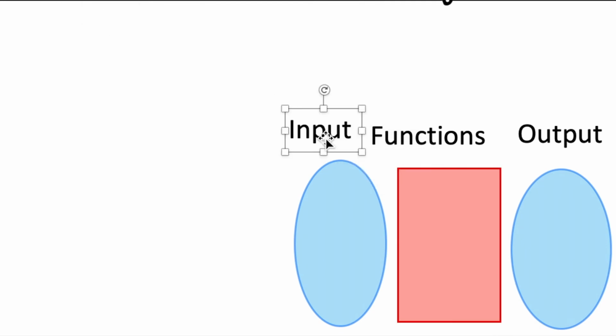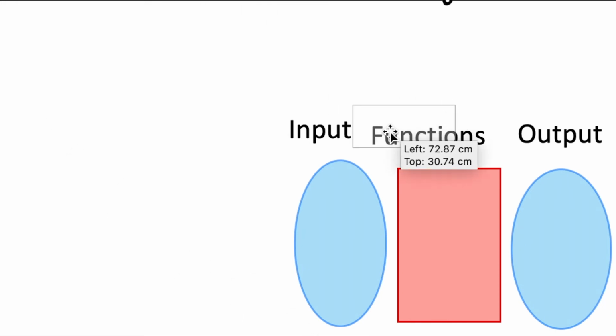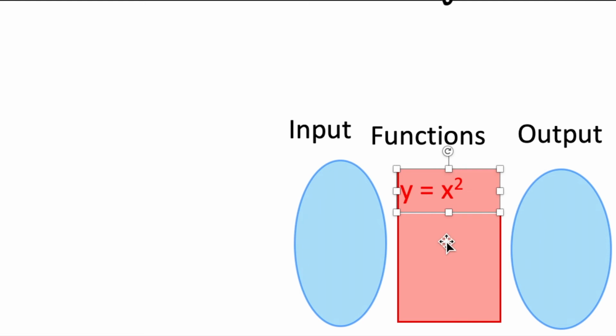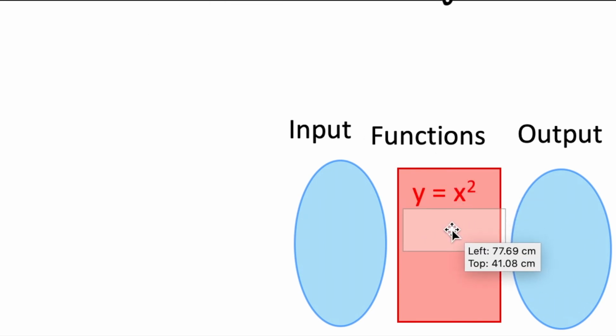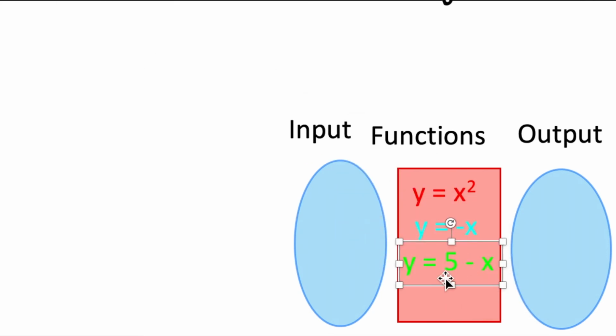Alright, so let's try to have a couple of functions. We'll have this one first, y equals x squared. We'll also have y equals negative x, y equals 5 minus x, and finally, the one we used earlier, y equals x plus 1.